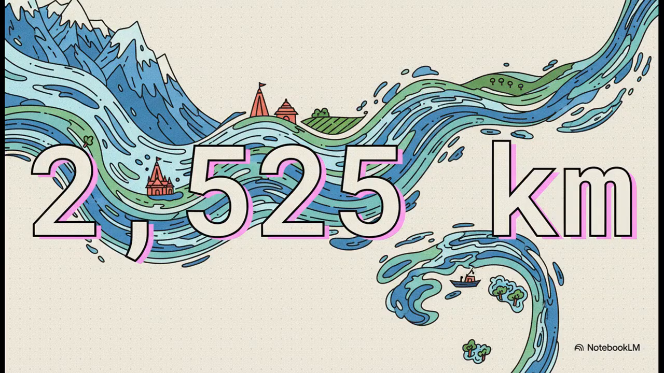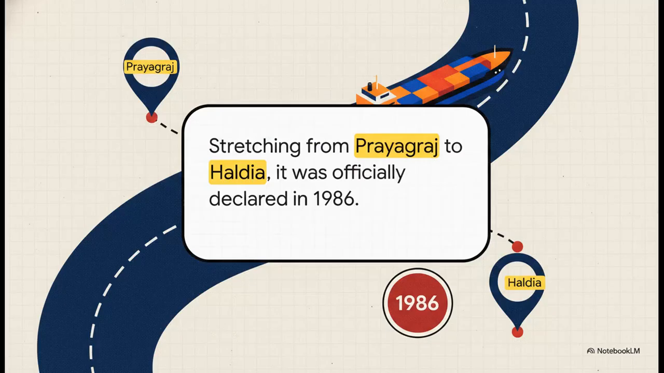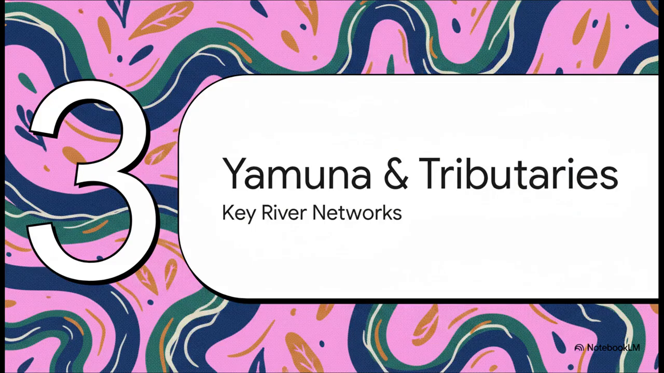So, what's the grand total? Well, the exact number you need for your notes is 2,525 kilometers. That's the total distance the Ganga travels from its freezing, icy origin in the Himalayas all the way down to its massive delta at the Bay of Bengal. But, we can't just talk about physical geography here. The river acts as a massive civic and economic artery for the whole country. You need to know that a major stretch of it serves as India's primary national waterway, NW1. This stretches from Prayagraj all the way down to Haldia, and it was officially declared as a national waterway way back in 1986.